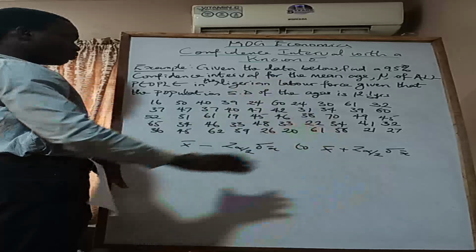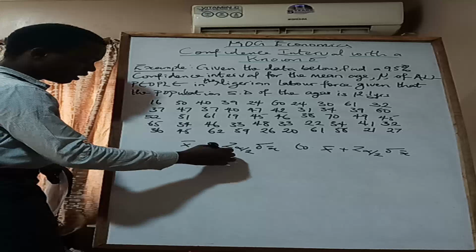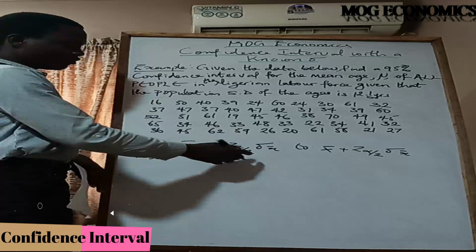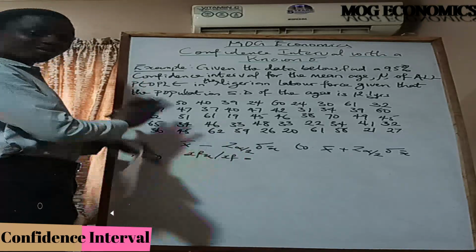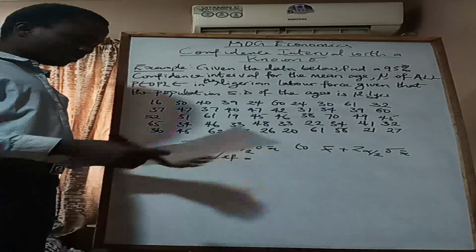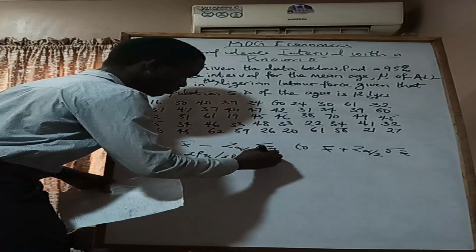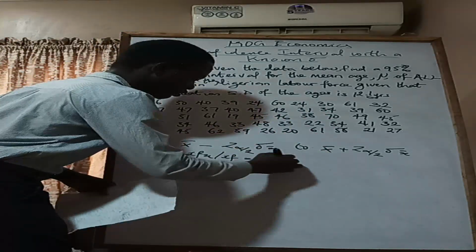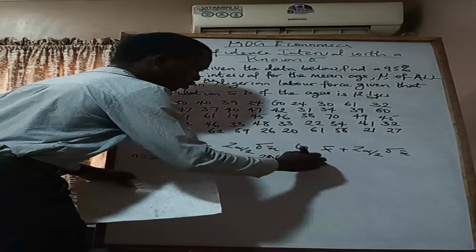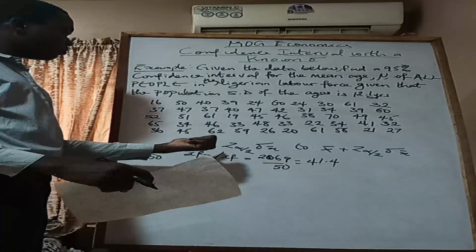You add everything up and divide by 50, or you just use the formula, summation of fx over summation of f, or over n. That will give you your mean. Do you understand? You can do that one on your own. I'm not trying to do that in this particular class. So when we find our mean, the whole thing added together gives us 2069. We divide this by 50, and then we have 41.4. 41.4.